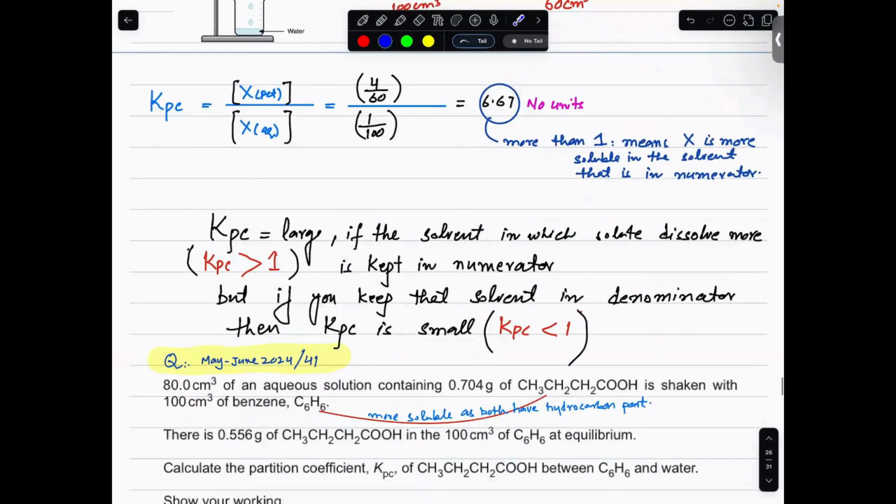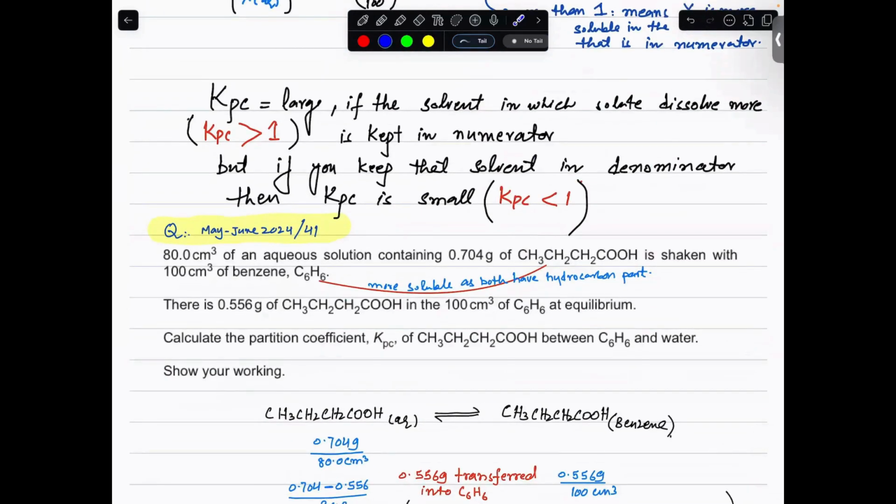So coming to this question, look, what are they saying? They are saying that 80 centimeter cube of aqueous solution containing this much propanoic acid is shaken with 100 centimeter cube of benzene. Now one thing, be careful. Is there a hydrocarbon chain? Yes, this is also a hydrocarbon, so it is more soluble. This is understood. A hydrocarbon is always more soluble in the hydrocarbon-containing solvent.